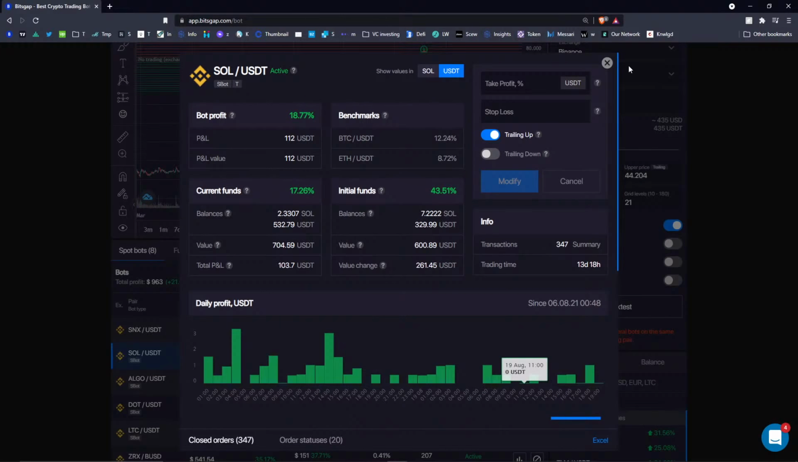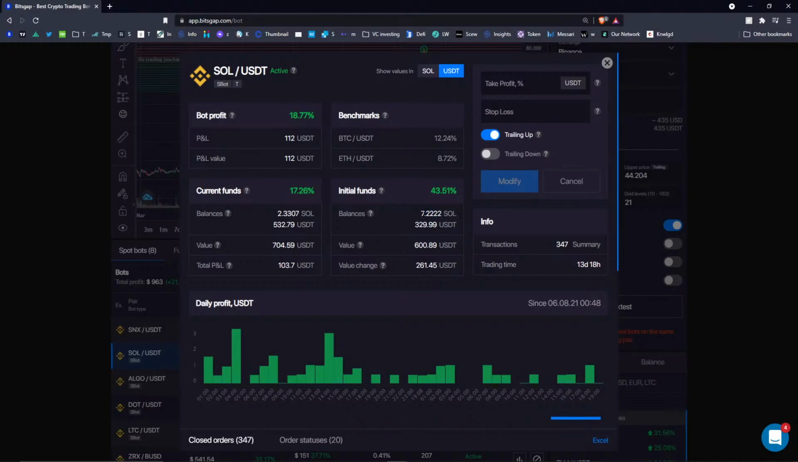Let's see. So we go here, details. Now we can see the bot profit. That's the exact amount of money in USDT the bot made. You can also switch to SOL to see the profit and loss made by the bot in SOL. But since we are trading to USDT, for me it makes sense to look at the USDT metric. We also have initial funds displayed now.